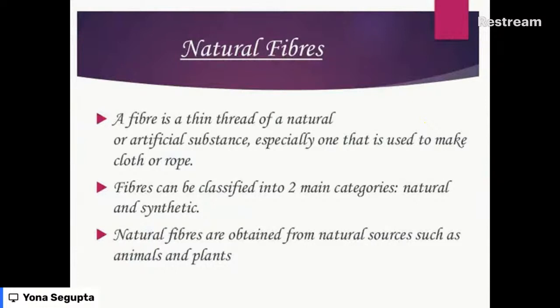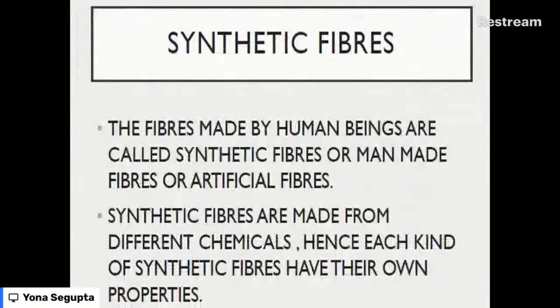Okay, so mainly again these can be categorized into two: natural and synthetic fibers. And natural fibers are obtained from natural sources such as animals and plants. Now let's move on to the next topic, which is our synthetic fibers, which we are going to study in this chapter, which is the most important.